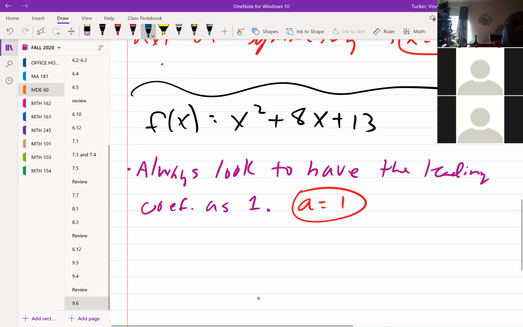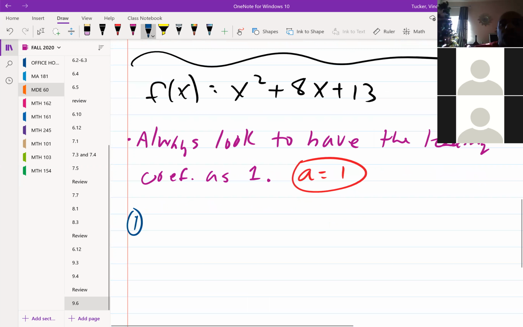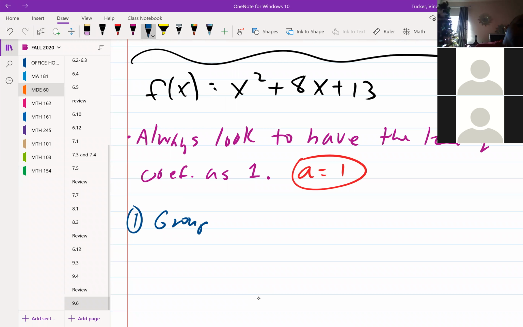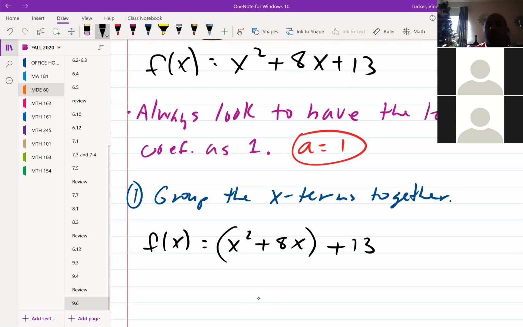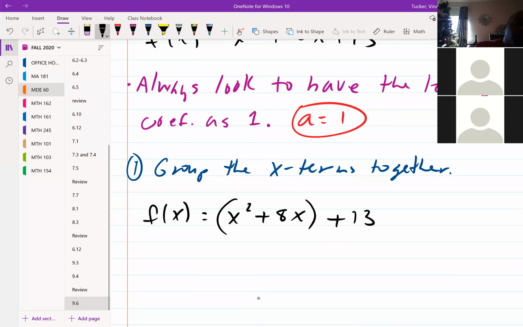All right. So first we're going to group the x terms together. So what we're going to do is do the completing the square on one side of the equation. We talked about completing the square. I think it was the last section that we covered new material. We do completing the square just on one side of the equation.